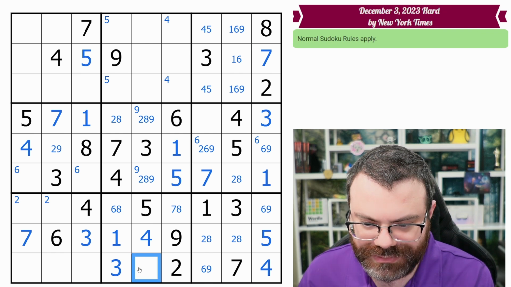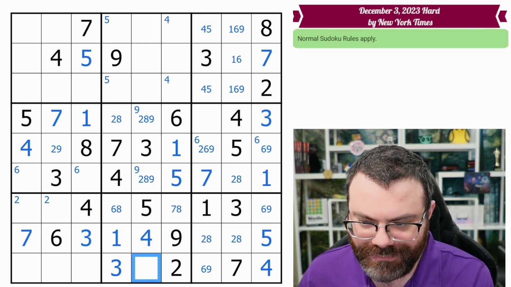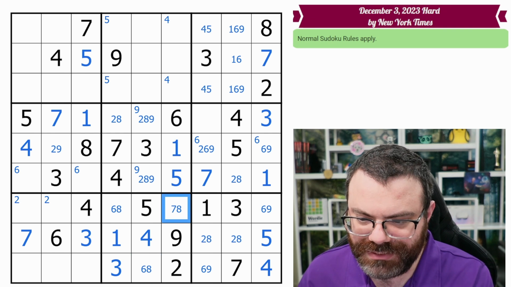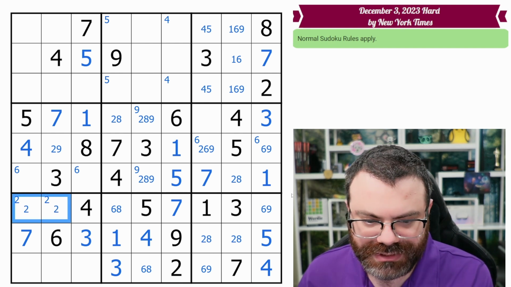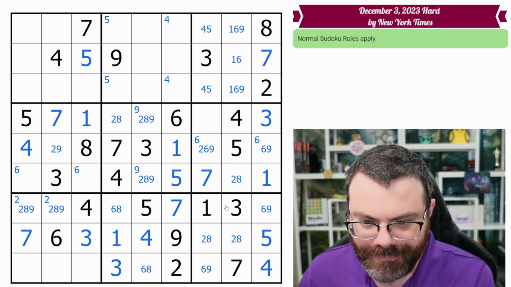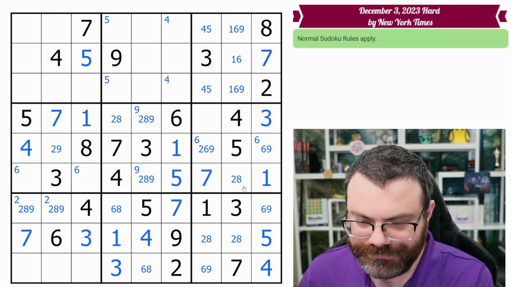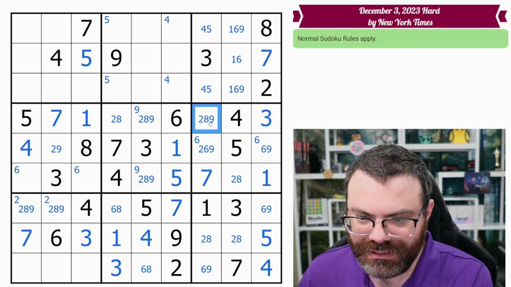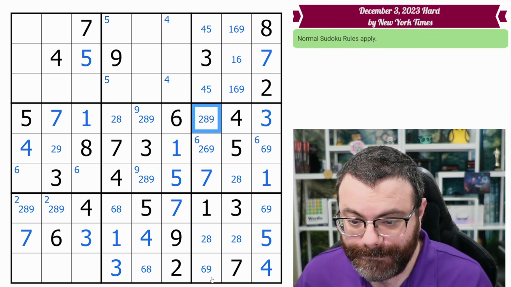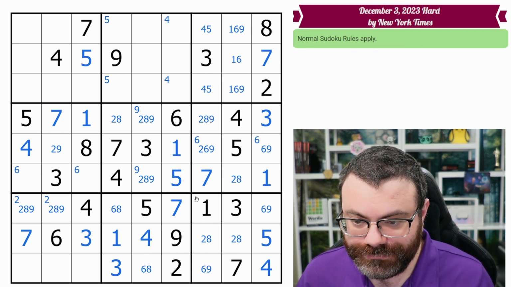This is 6 or 8. So 7 in this box only goes here. 2, 6, 8, 9. These aren't 6. So this is only 2, 8, 9. Let's just mark that. Okay, what else can we do here? This is 2, 8, 9. Is there anything I can do with that? Not really.